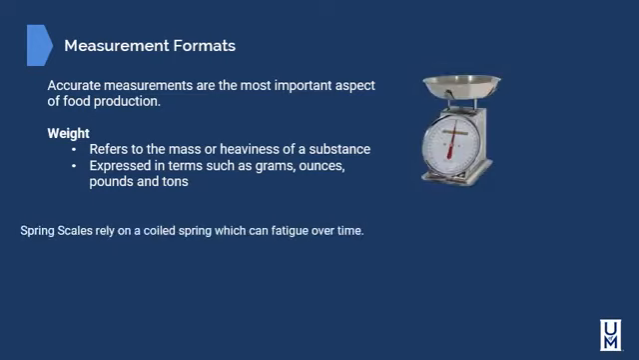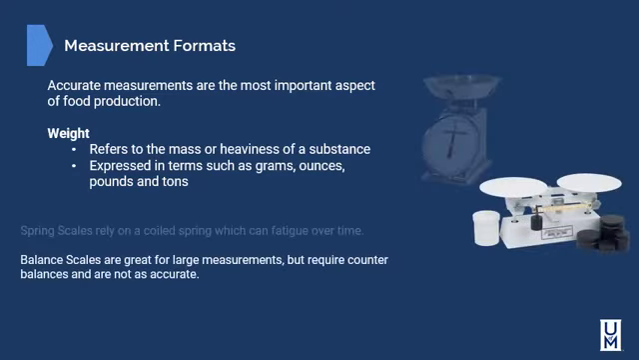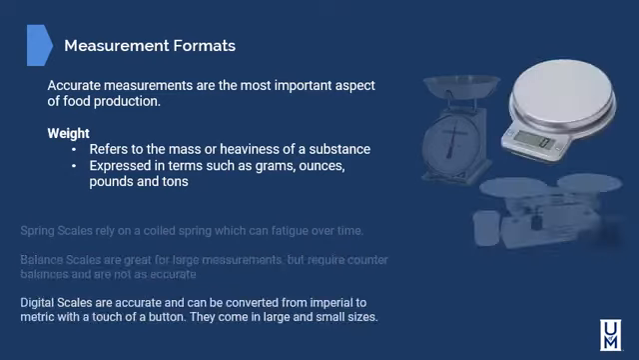Spring scales rely on coiled springs which can fatigue over time. Balance scales are great for large measurements, but require counterbalances and are not as accurate. Digital scales are accurate and can be converted from imperial to metric with the touch of a button. They come in large and small sizes.